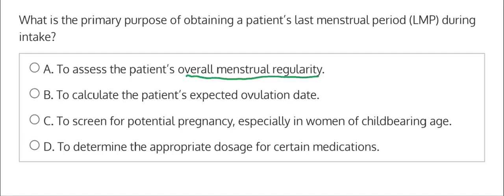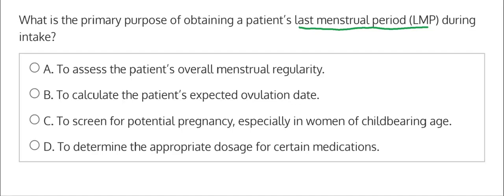So you might look at this and think right away, oh, this seems like a great choice because we're looking at an overall picture for the patient and we're taking their intake. This sounds like a good choice. However, something to consider here is that we are just asking about the very last menstrual period. So not their whole history of how regular they are, how heavy their periods are, just the very last one.